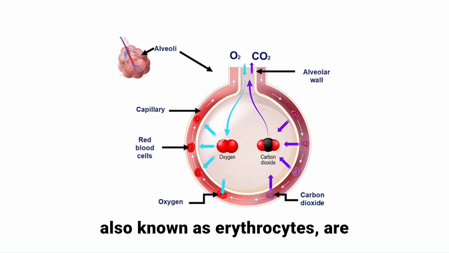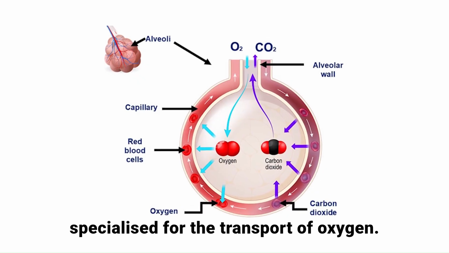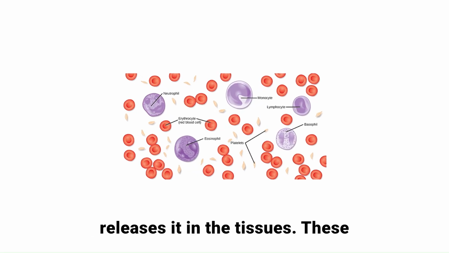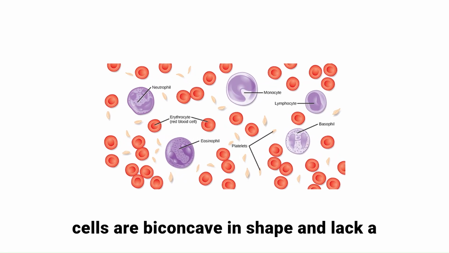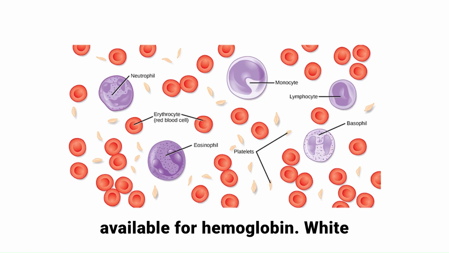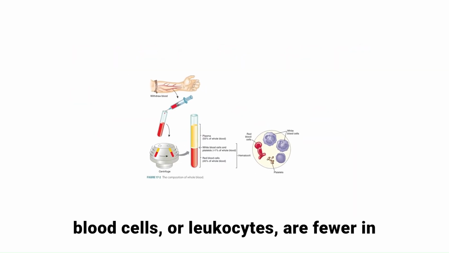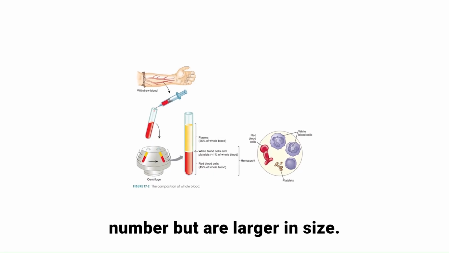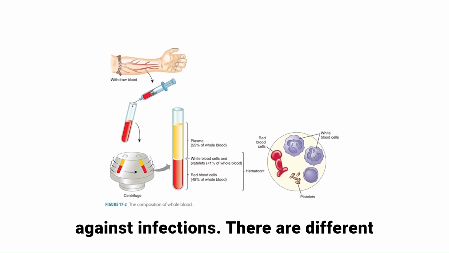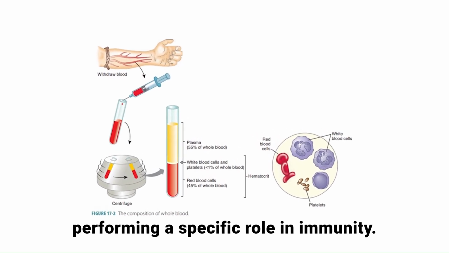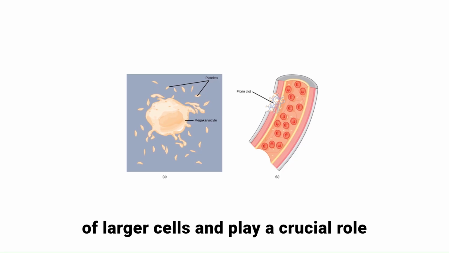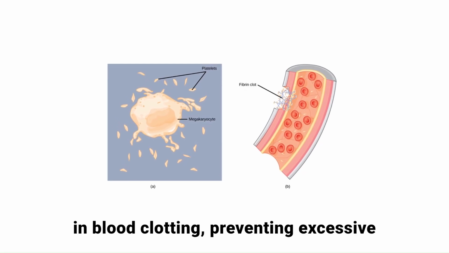Red blood cells, also known as erythrocytes, are specialized for the transport of oxygen. They contain a pigment called hemoglobin, which binds oxygen in the lungs and releases it in the tissues. These cells are biconcave in shape and lack a nucleus, which increases the space available for hemoglobin. White blood cells, or leukocytes, are fewer in number but larger in size. They form the body's defense mechanism against infections. There are different types of white blood cells, each performing a specific role in immunity. Platelets, or thrombocytes, are fragments of larger cells and play a crucial role in blood clotting, preventing excessive blood loss when an injury occurs.